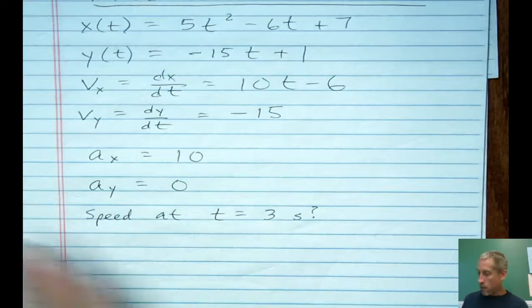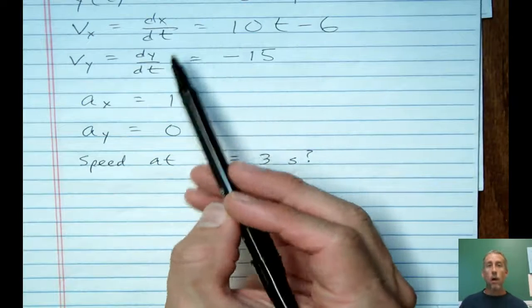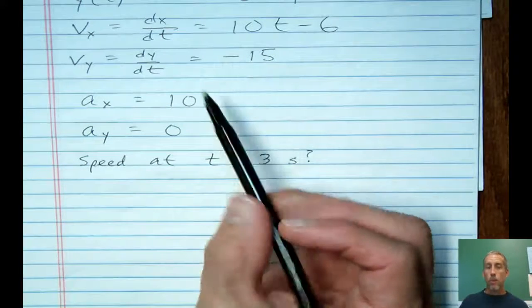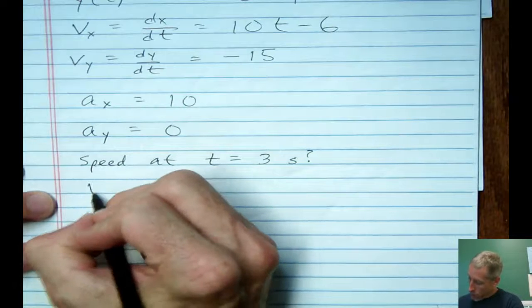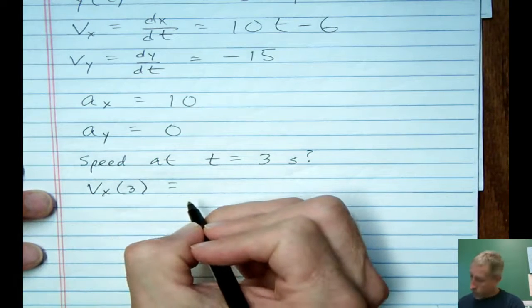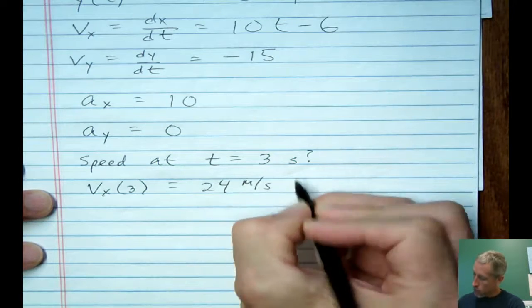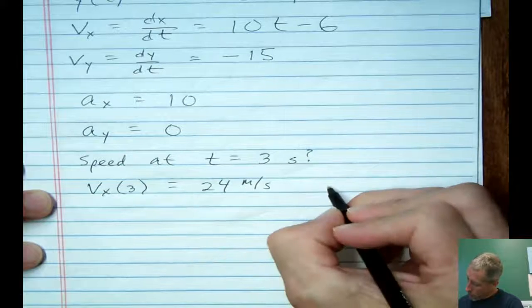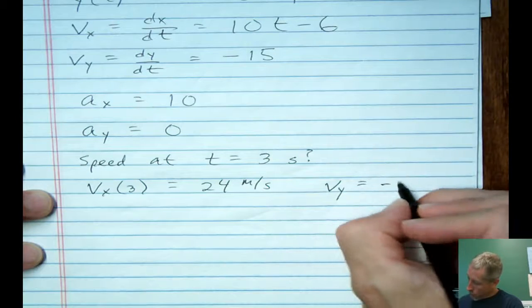What we have with these functions here is the ability to find out what the components of the velocity would be. But the speed is just the resultant of the 2 individual components of the velocities. So we now know how to find the horizontal velocity at 3 seconds. Just plug 3 into that, and that's going to get us 24 meters per second. That's 10 times 3 minus 6. And then the y component, Vy, is of course negative 15. That's a constant.